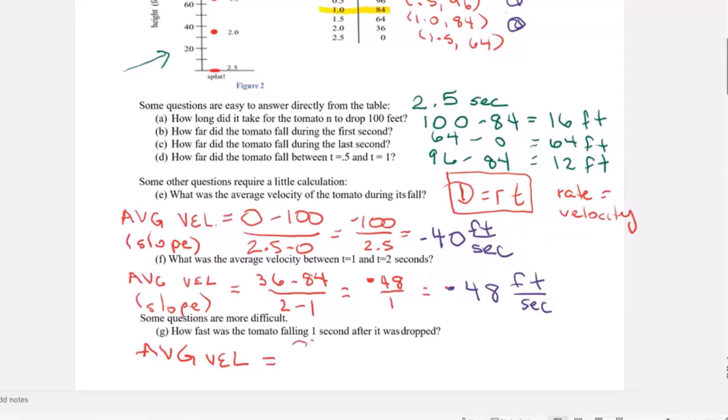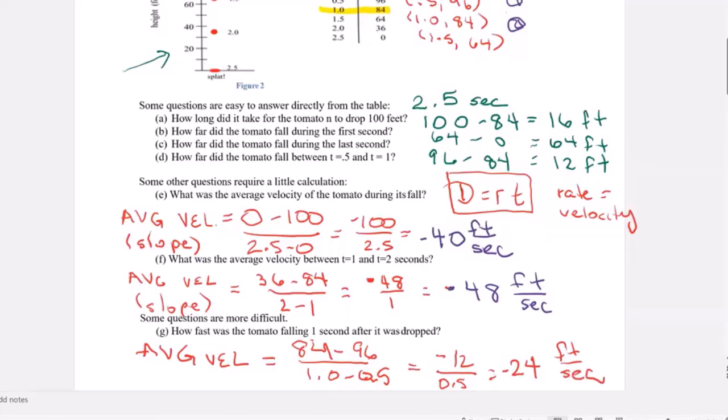So I have y2 minus y1 divided by x2 minus x1. And we end up with negative 12 divided by 0.5, which is the same as negative 24 feet per second.